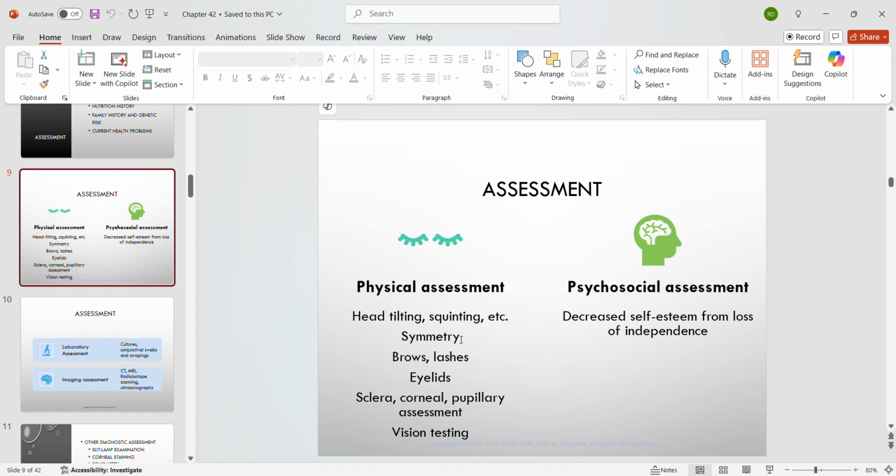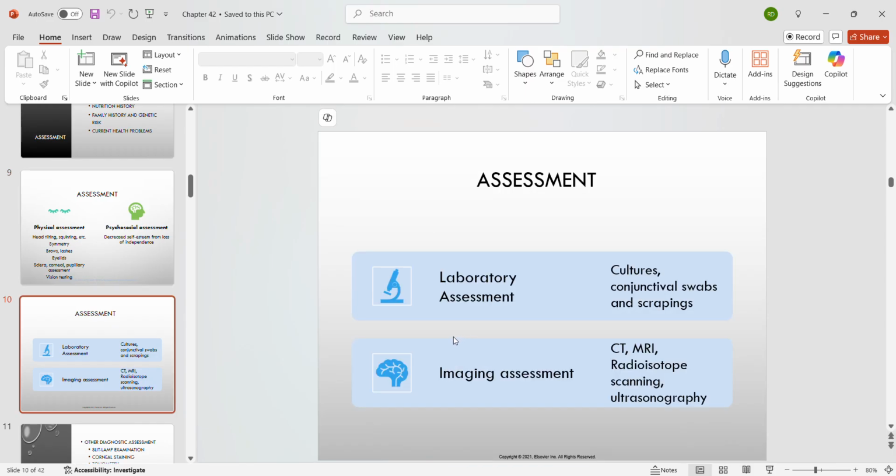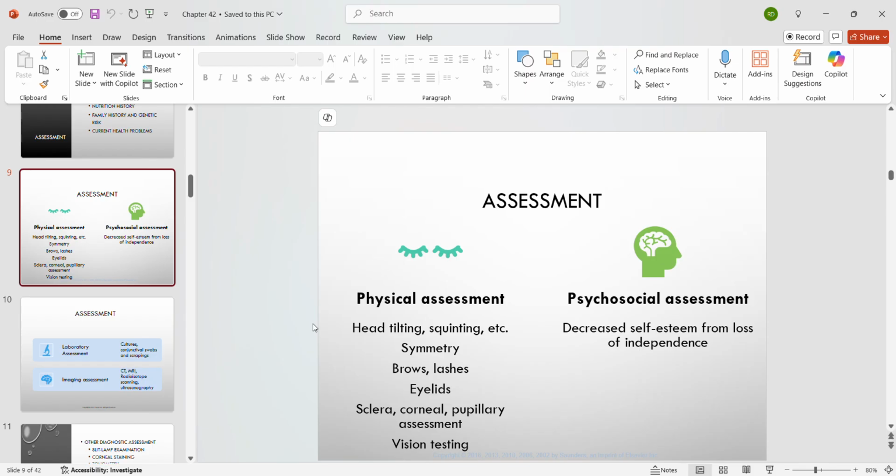If they both constrict briskly, that is normal. That happens immediately when light is shined into the eye. If it's sluggish, meaning it takes more than 1 second, we call that sluggish. Now, if it's non-reactive, meaning they don't constrict, we call that fixed. So remember, you're also assessing for accommodation. So you want to observe for pupillary constriction and convergence when the patient focuses on a near object.